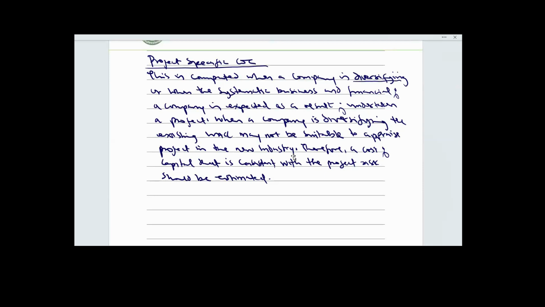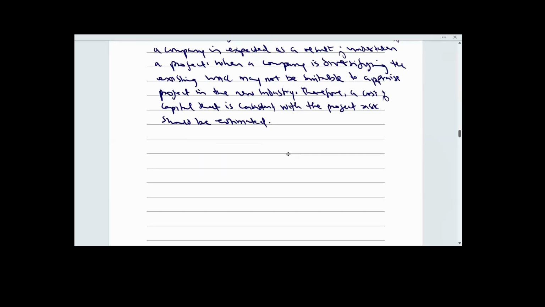So when this happens, the project-specific cost of capital should be estimated. This is because the existing WACC of the company will not be suitable to appraise a project in the new industry. So that's why you need to estimate a cost of capital that will be consistent with the risk associated with the project. Every project may be affected with both business and financial risk.